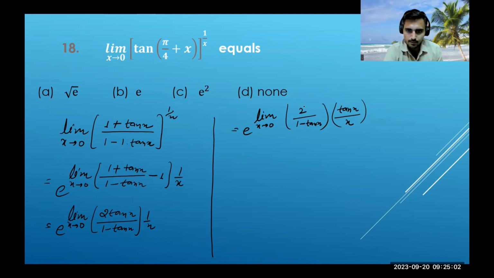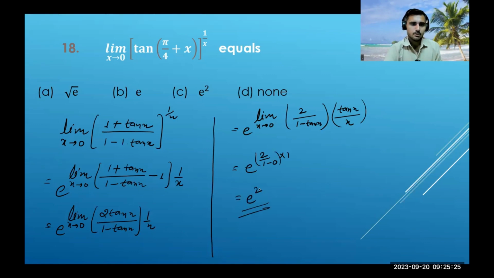So if we apply the limit here, tan 0 is 0. So 1 minus 0 will not create any undefined situation. So we'll substitute the limit directly. So 2 upon 1 minus 0, which is 2. So we have ultimately e square, right? e square, that's the answer. So answer C.